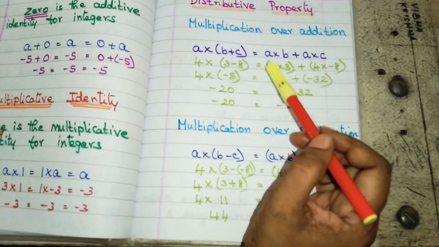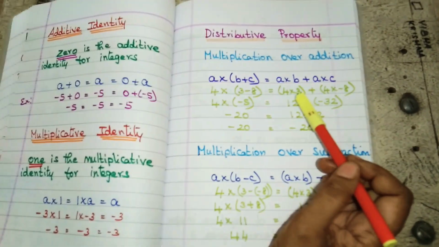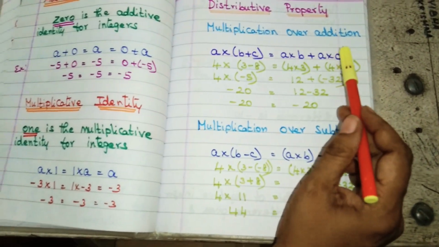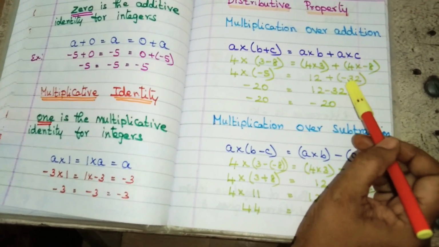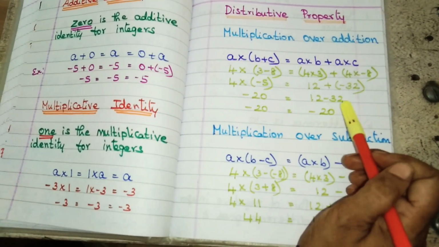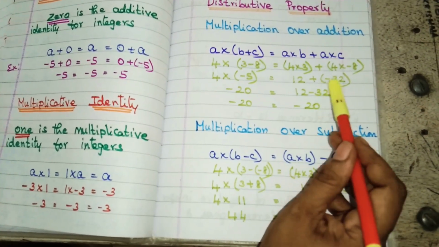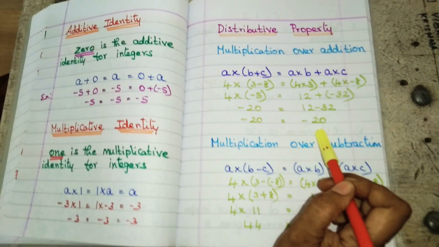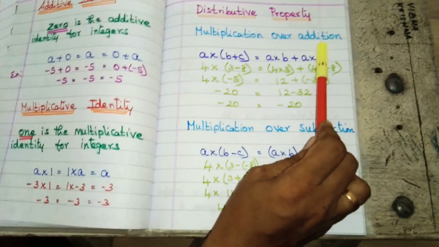Now moving on to the RHS, A into B plus A into C. What is the value of A? 4. What is the value of B? 3. So 4 into 3 plus, what is the value of A again? 4. What is the value of C? Minus 8. So 4 3s are 12 plus 4 into minus 8, minus 32. So 12 minus 32: two different signs, subtract, put the greater number's sign. 20, greater number is 32, which has a minus sign, so minus 20. So both sides are equal. So the distributive property gets satisfied under multiplication over addition.